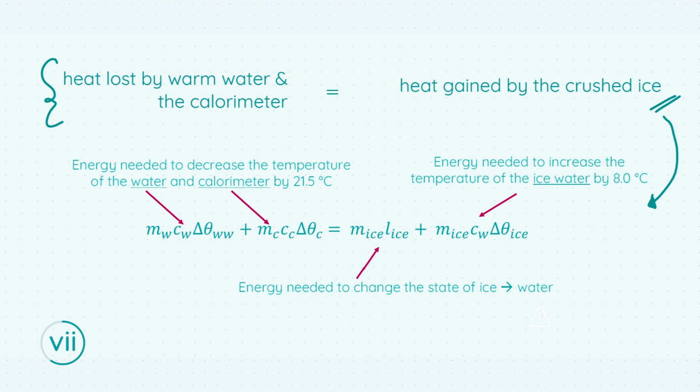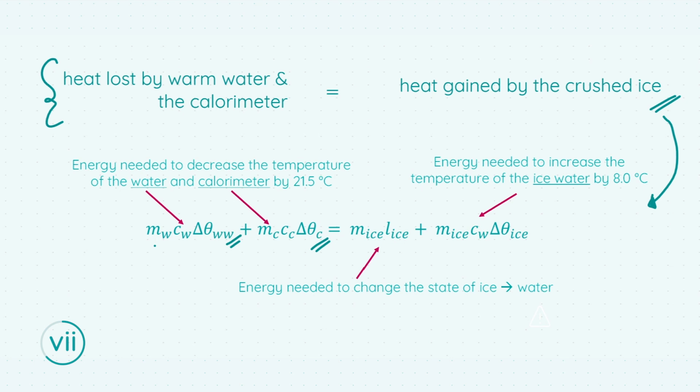So it's all kept together in this one little system. We have our first term on the left-hand side: the energy needed to decrease the temperature of the water by 21.5 degrees Celsius, or Kelvin equivalently. I just put in Celsius here just for convenience. The second term is the energy needed to decrease the temperature of the calorimeter by the same amount. All this energy lost by the water and the calorimeter is equal to the energy gained by the ice.